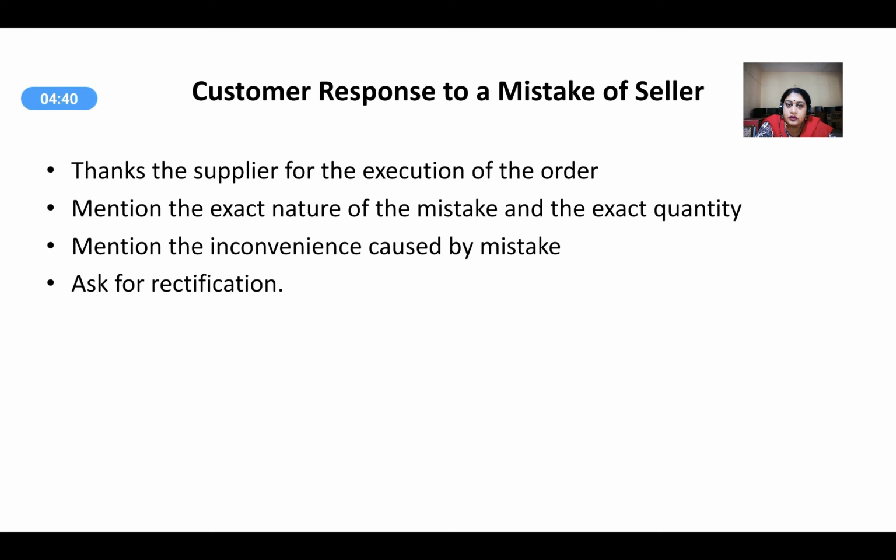So the response also is very important. First, remember, thank the supplier for the execution of the order and then place your complaint, and make sure you put it in a factual manner.